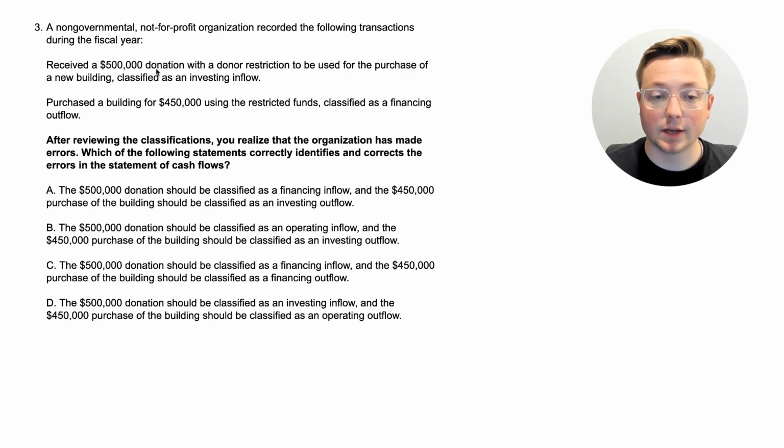Received a $500,000 donation with a donor restriction to be used for the purchase of a new building classified as an investing inflow. Purchased a building for $450,000 using the restricted funds classified as a financing outflow. Now, we've already read about this just in this video, let alone in the previous video. So I think you could do this one based off what we learned, especially in question 1. So recall what we talked about, pause the video, think through this, think about the correct answer, or do the calculation if you need to, come back when you're ready.